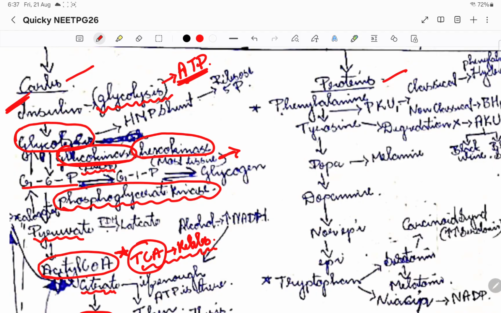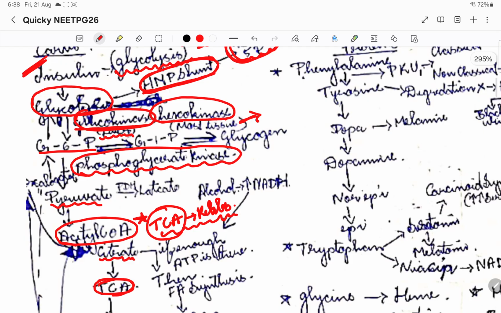Suppose glucose is there, it can undergo the HMP shunt pathway and form ribose 5-phosphate. Ribose 5-phosphate is important for DNA formation. DNA is made of deoxyribonucleotides, so that is why ribose 5-phosphate is very much required. This pathway that the glucose follows is called the HMP shunt pathway. So this is where glucose would go, other than going into formation of ATP.